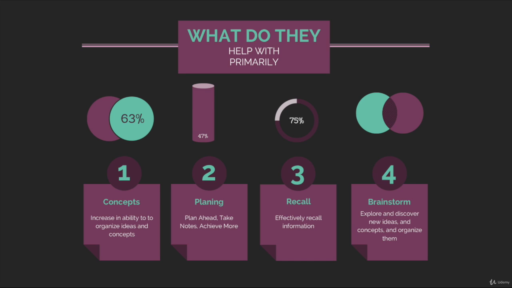For you to understand what mind mapping is, you need to understand also what it helps with primarily. First thing is concepts: an increase in your ability to organize ideas and concepts. Mind mapping is all about taking big concepts and dividing them into smaller concepts, in order to first understand the concept very well, and second, organize all the different ideas and concepts inside it. Second thing would be planning ahead, taking notes, achieving more.